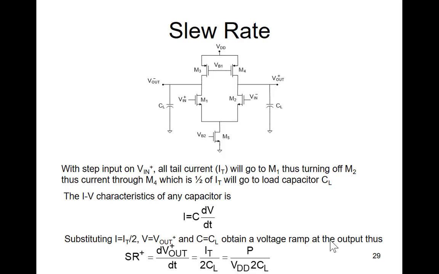The voltage across the capacitor is the output voltage. So dVc/dt is the same as dVout/dt. So we're putting a constant current in the capacitor, and that current's I tail over 2. So that's the slew rate. So the slew rate is what? I tail over 2 times the load capacitance. And that's the positive going slew rate.